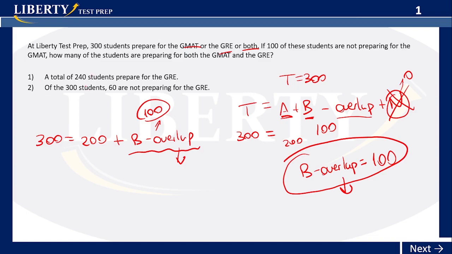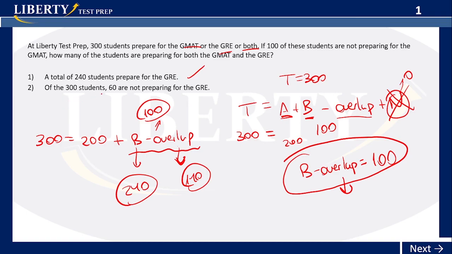Number one, a total of 240 students prepare for the GRE. So what is attained? B alone here is 240. So if B alone is 240, the overlap must be how much? We can definitely get it, because if B minus overlap is 100 and B is 240, then the overlap is 140, right? So we already have the overlap, so that one's good.